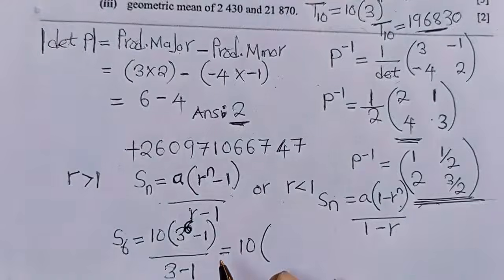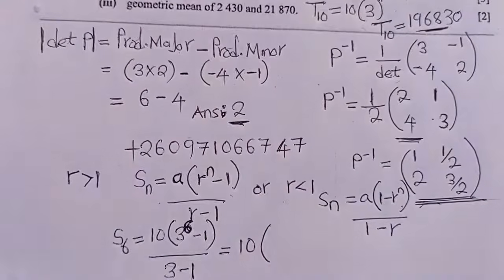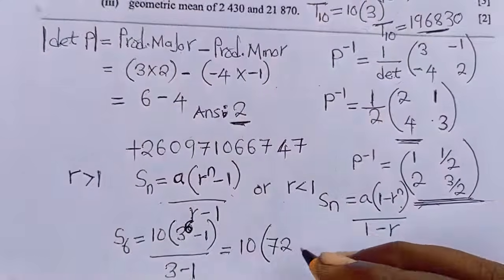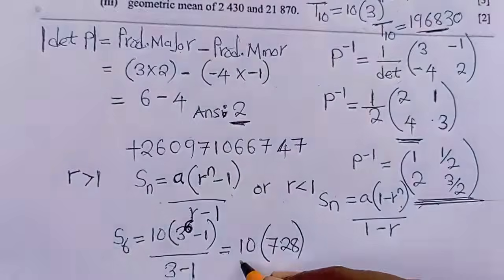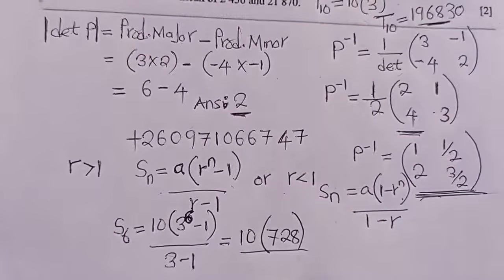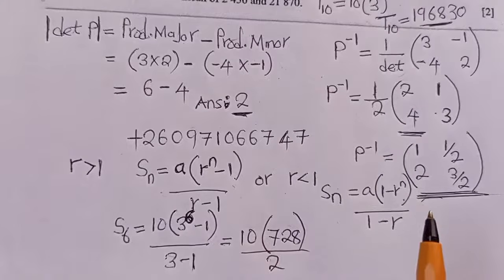So what is 3 to the power 6? What answer am I getting? 3 to the power 6, I'm getting 729 minus 1. What is the answer? I'm getting 728. You can confirm with me. Then on this particular part, 3 minus 1, that is 2. Have you seen? So I multiply this answer, 728 times 10. The answer has come.